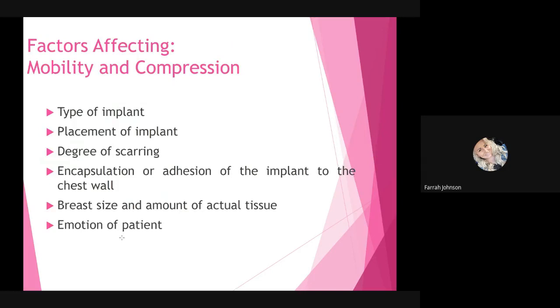So, some of the factors affecting the mobility and compression of implant patients is going to be the type of implant. So, is it saline versus silicone? The placement of the implant is going to play a role. The degree of scarring from their surgery, the encapsulation or adhesion of the implant to the chest wall. So, has it kind of attached to the chest wall or is it somewhat mobile? The breast size and amount of actual tissue can make imaging breast implants a little challenging. And then, of course, the emotion of the patient. Typically, they're scared, they're worried that you can pop their implant, things like that, or they could be concerned that their implant is leaking.